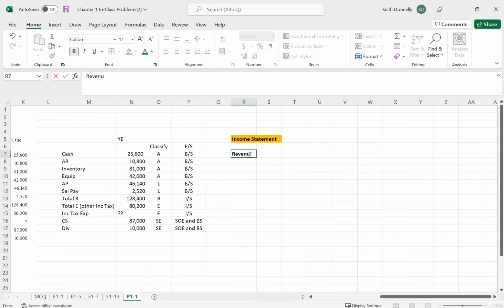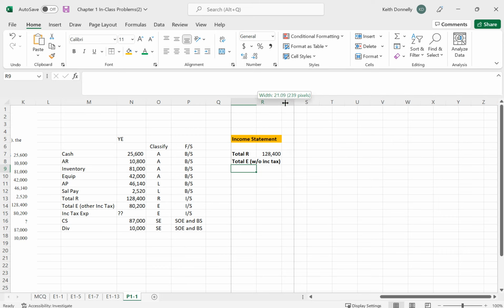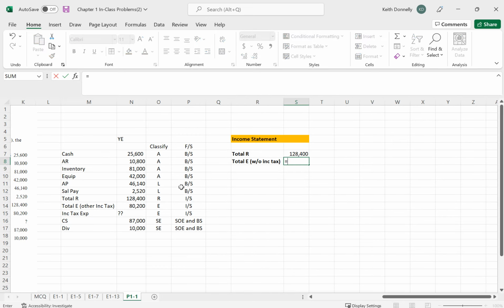So in this case, we have our total revenues. So I'm just going to put total revenue of 128,400 right here. We also have our total expenses, and this is without income taxes. Remember, we have to break that out separately. So that's going to come from right here, the 80,200.